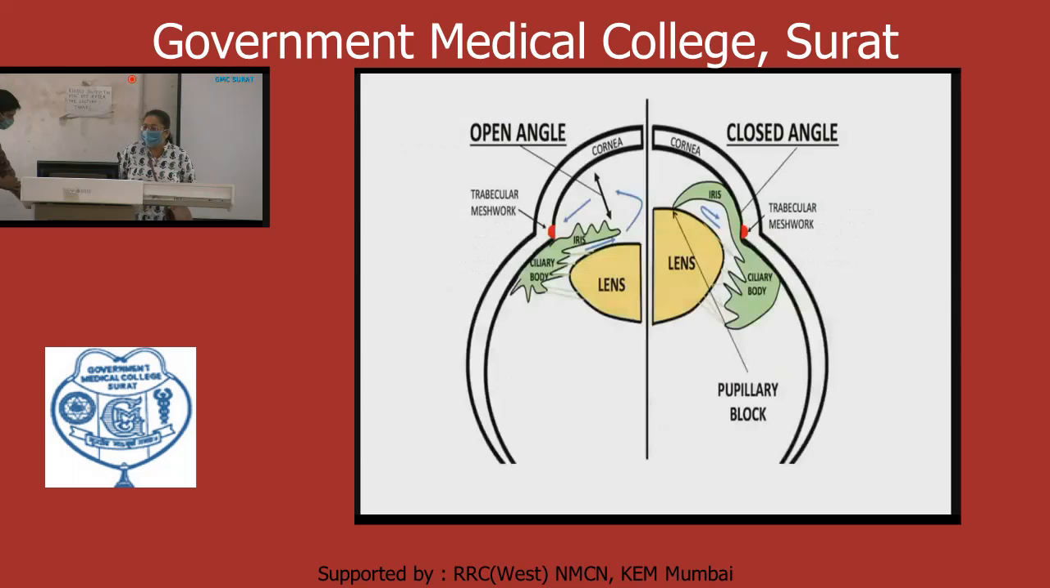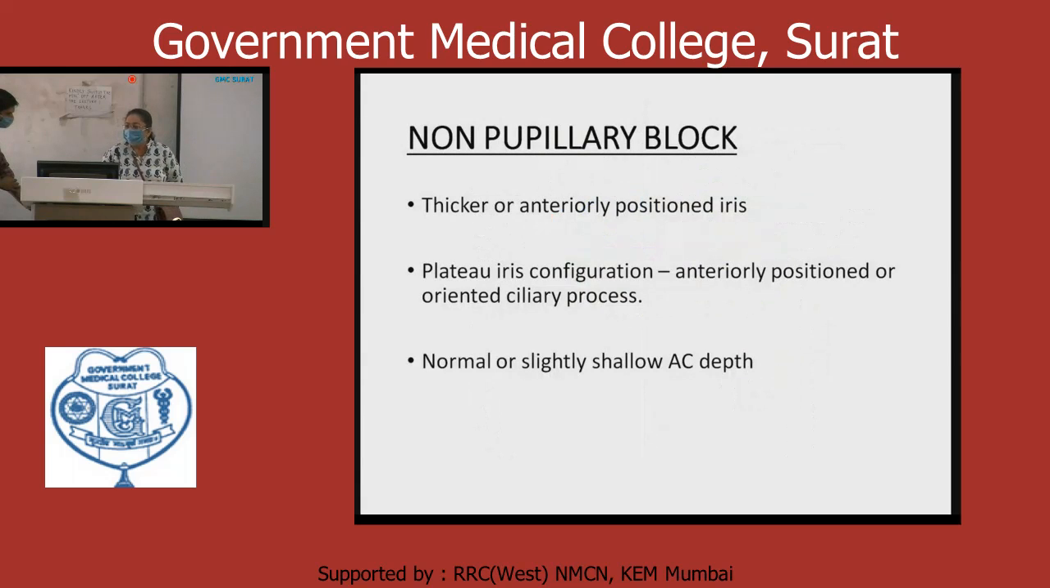Pupil is not blocked, but there are some conditions, such as a thicker and/or anteriorly positioned iris, plateau iris configuration, and a normal or slightly shallow anterior chamber. When a mid-dilated pupil occurs, which happens physiologically when the patient is in dim illumination, like at night, in the evening hours, or at the cinema, in the dark area there will be mid-pupillary dilatation, which is followed by angle closure glaucoma.